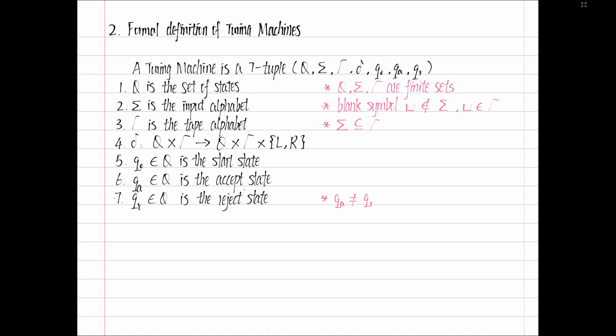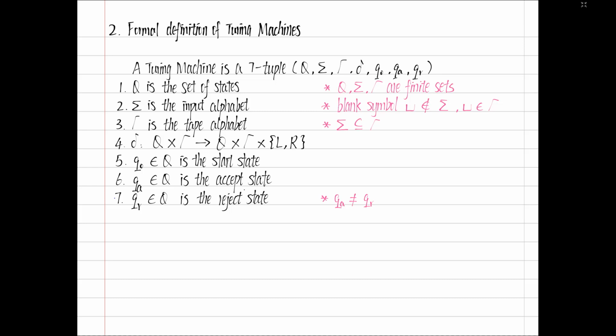Next is the formal definition, just as we formally define DFAs and PDAs. A Turing machine is a 7-tuple: a set of states Q, a set of input symbols sigma, a set of tape symbols lambda, a transition function delta, a single start state Q0, a single accept state QA, and a single reject state QR.